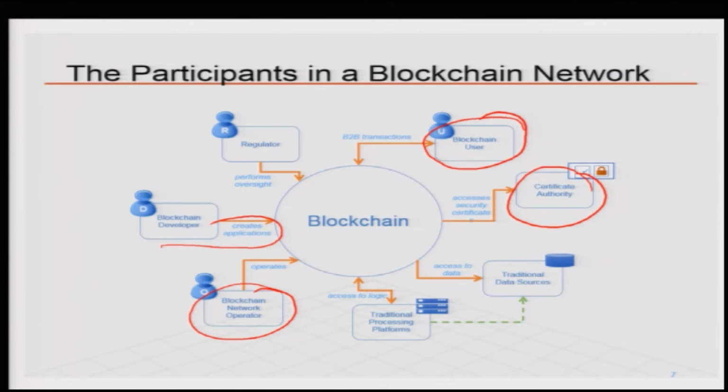Now, blockchain might also be used to interact with the legacy traditional data source. The blockchain might pull data from the traditional data source to have the information that is required to execute some transaction, or it can also send information back to the traditional data source. And the traditional processing platforms that were part of the company's existing IT system could also be integrated with the blockchain.